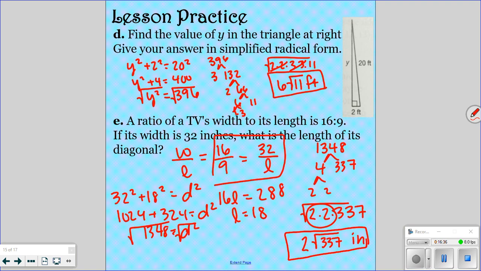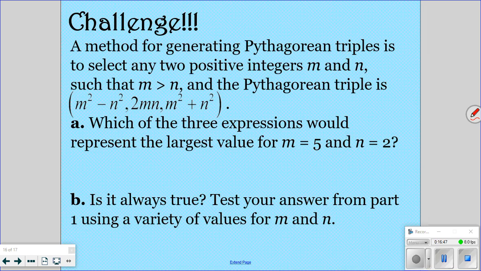So hopefully that helps you a little bit with figuring out how Pythagorean triples work and how to use Pythagorean theorem and simplify with radicals. All right, so this is the challenge question. So I want to see if y'all can try this part A and B by yourself, and then we're going to have a C and D after this to go over. So y'all pause the video and try this one real quick.